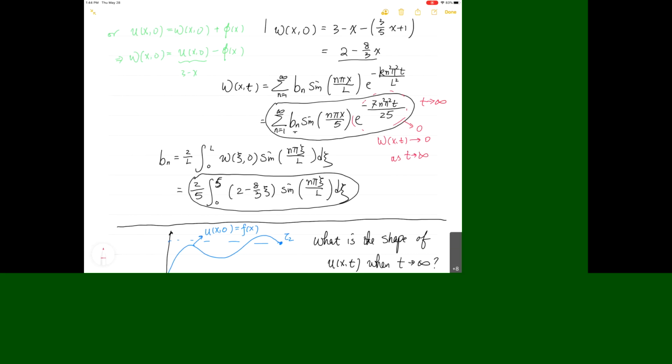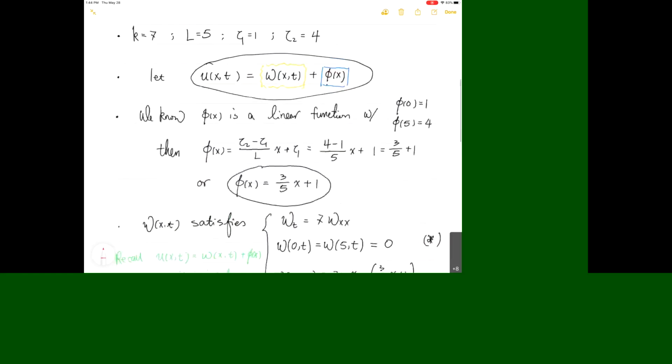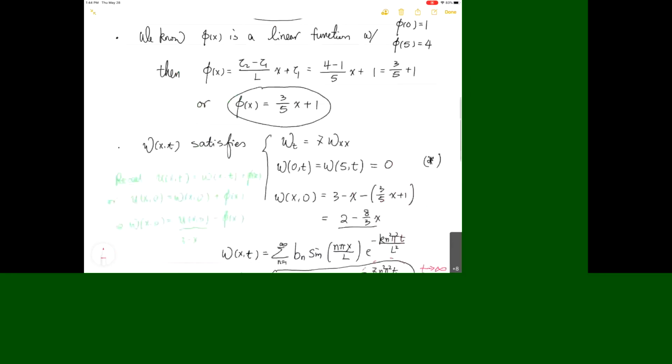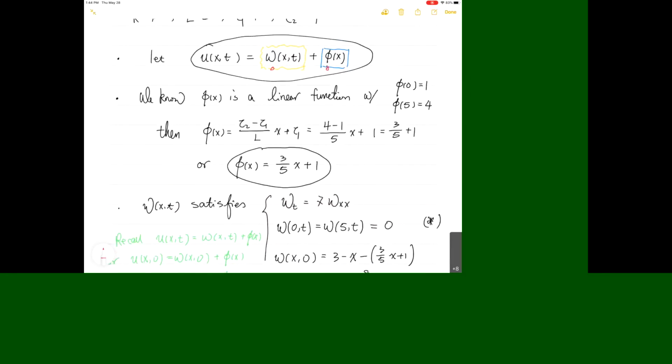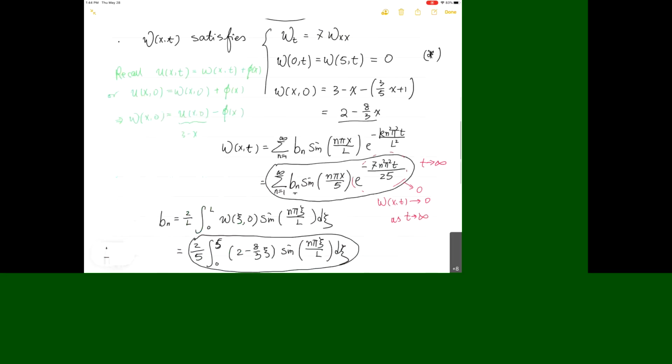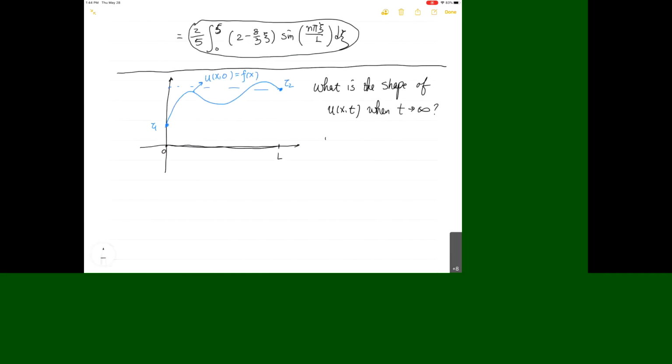Okay, however, our solution is not just the W. Our solution actually is W plus phi. Right? So from here, when t goes to infinity, the w goes to 0, but the overall solution becomes phi of x. So now we come up with a conclusion. So u of x,t actually goes to phi of x. This is the eventual status.